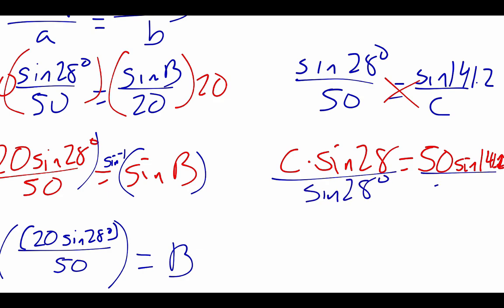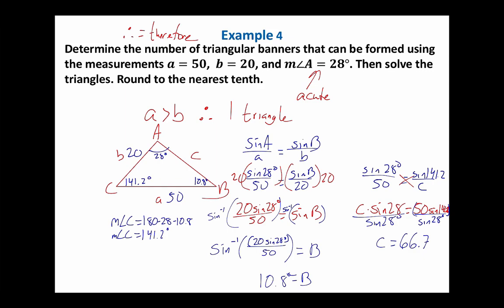And again, making sure we type this into our calculator as either two separate lines where we do that numerator first and then divide that by the denominator, or putting that numerator in parentheses, we end up with C equals about 66.7, whatever unit we're dealing with here. So now our final side length is 66.7. And we've now completely solved the triangle.